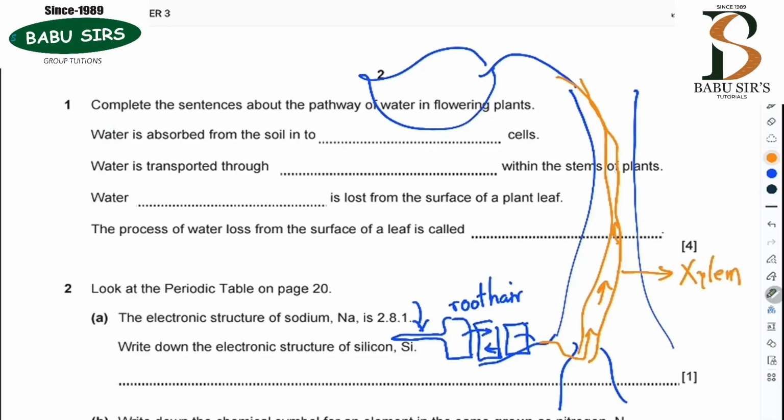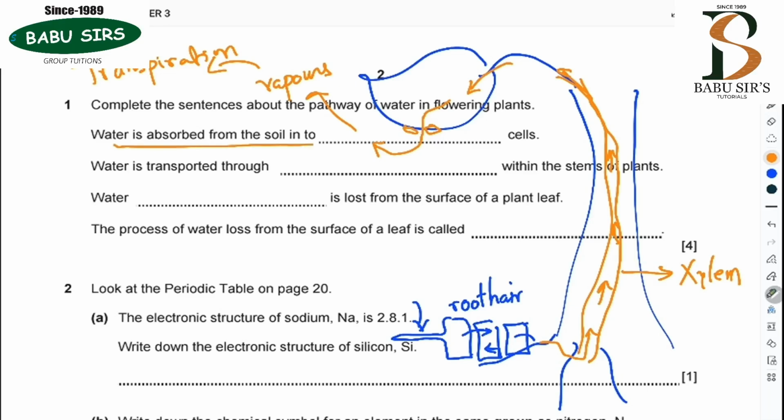From here water will travel to the leaf, because the leaf requires the water for photosynthesis. Then as we exhale some water from our mouth and nose during respiration, here also some of the water will go out of the leaf in the form of vapors, and this process is called transpiration. Now let's start with the question.